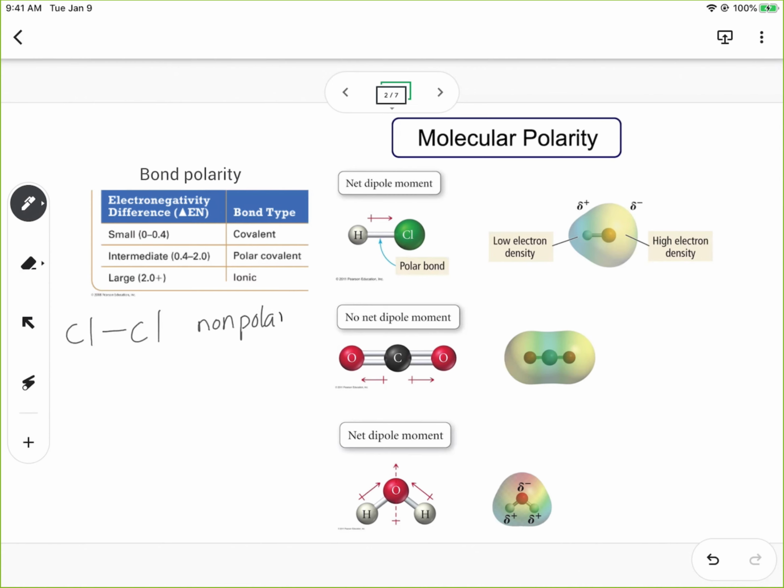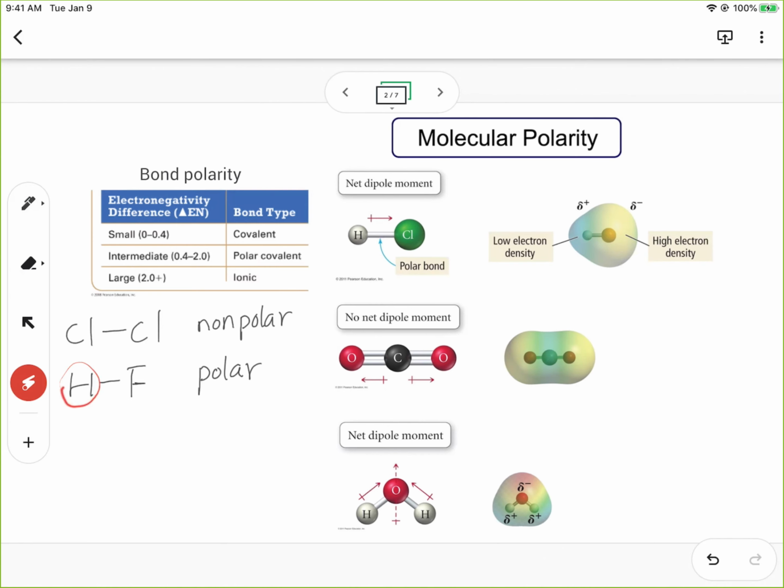And for the polar covalent bond, let's see HF, hydrogen fluoride. Because the electronegativity difference of these two atoms is in the 0.4 to 2.0 window, it's a polar bond. We are going to focus on the bond only. And what does it mean by polar bond? That means that in this bond, one side is negatively charged and the other side is positively charged.